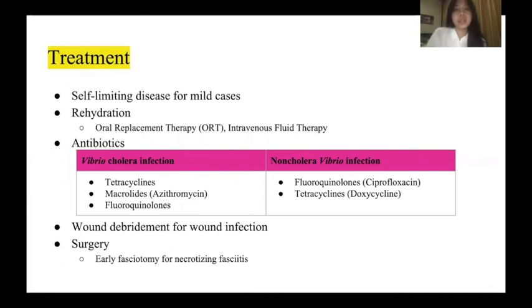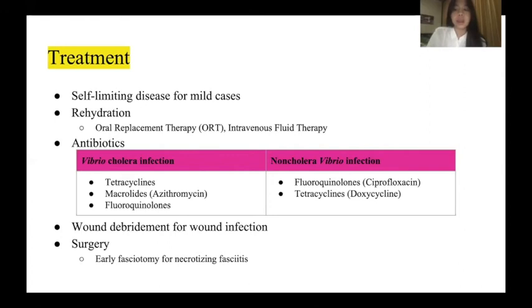Now I will explain about the treatment of Vibrio illnesses. Usually, infection caused by Vibrio is self-limiting. Treatment is not necessary for mild cases. Patients should maintain their fluid intake to replace fluid losses caused by diarrhea. Oral replacement therapy must be started immediately after the patient can drink.